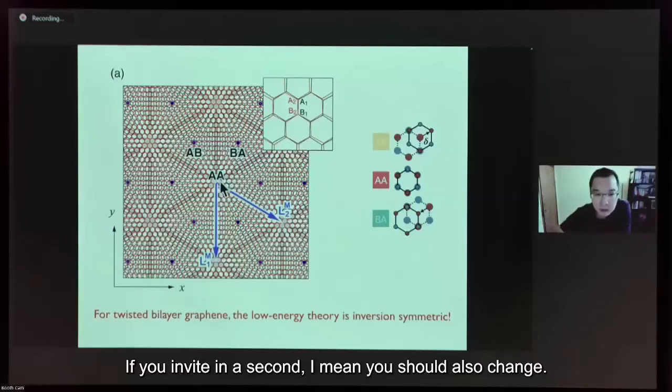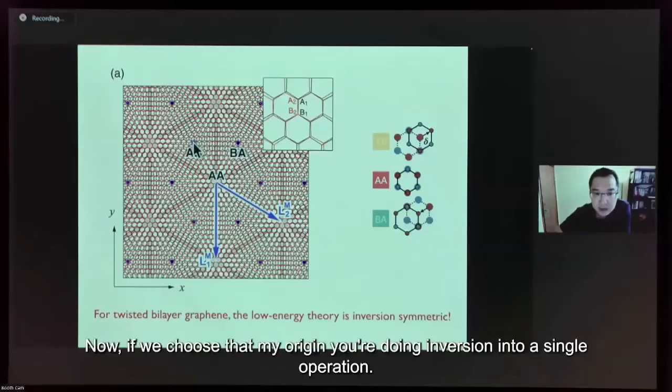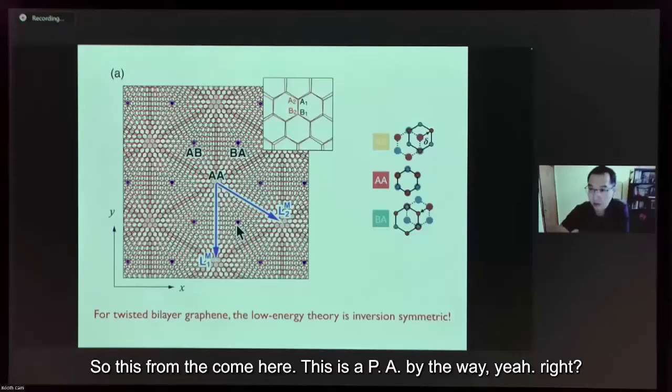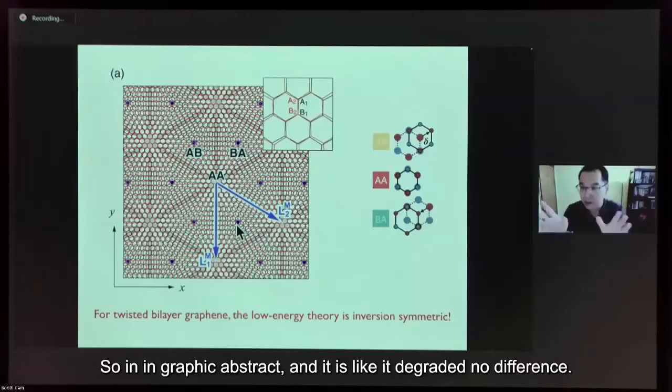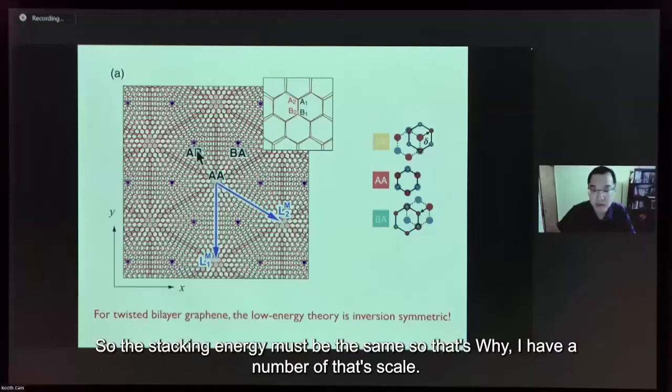If we choose the AA region as my origin, you can look at the stacking energy at the AB region. Now if you do an inversion, or a C2Z operation, this point will come here, and this is the BA region. But we are talking about graphene here. In graphene, there's really no difference between AB stacking and BA stacking, so the stacking energy must be the same. Therefore, at the moiré length scale, for acoustic phonons, twisted bilayer graphene has an emergent C2Z symmetry, or in-plane inversion symmetry.